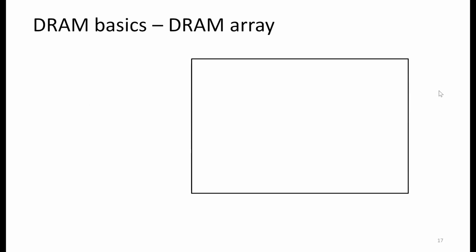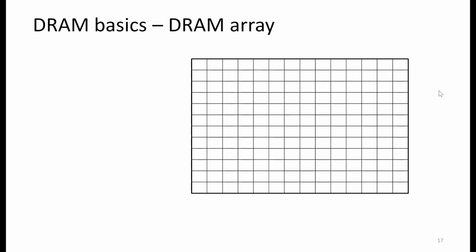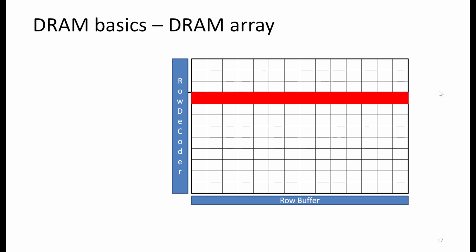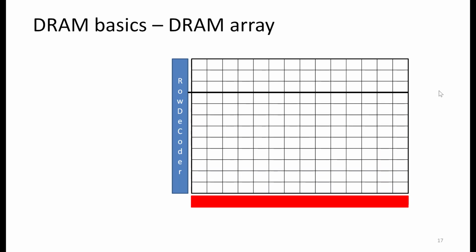Now we have an array of these DRAM cells. We have a row decoder to identify one particular row, and at the end of these DRAM cells we have the row buffer. The row decoder will select one row. All the data will be read into the sense amplifiers, together called the row buffer, and now some part of this data is read out using a column multiplexer. This is where we use the column address sent by the memory controller.